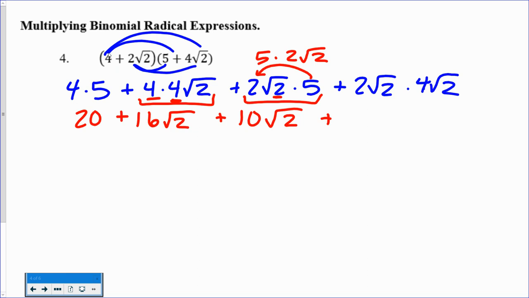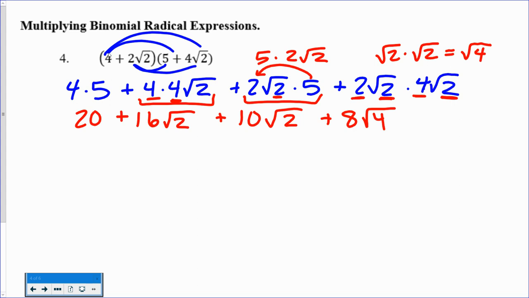Plus, this last one here, the 2 and the 4 are both on the outside. That would multiply to get 8. And the 2 and the 2 inside the radical can multiply each other. Right? If I'm taking the square root of 2 times the square root of 2, I get the square root of 4. Okay, it doesn't matter that there's a 2 in front of the square root of 2 and a 4 on the other square root of 2. I'm just multiplying everything. I am not combining any like terms at this time. So that would give me the square root of 4.